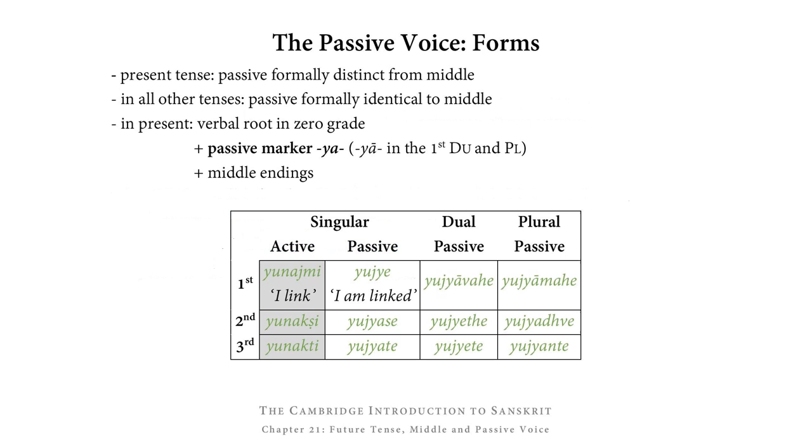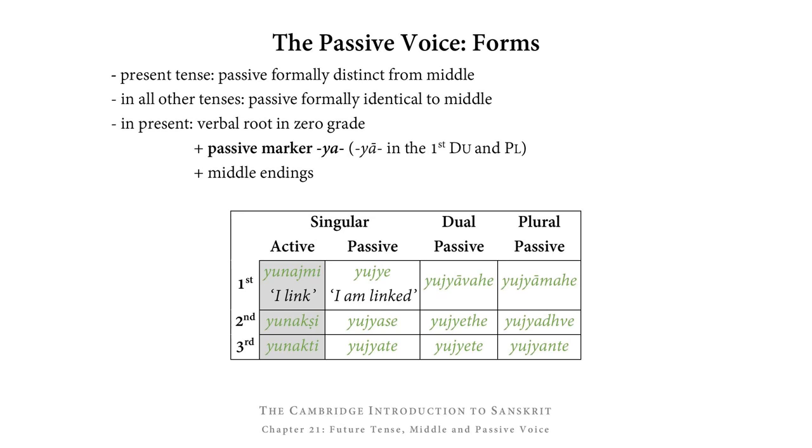Now, finally, the passive. In the present tense, the passive is formally distinct from the middle, whereas in all other tenses, the passive is formally identical to the middle. So what we're here looking at are exclusively present passive forms.